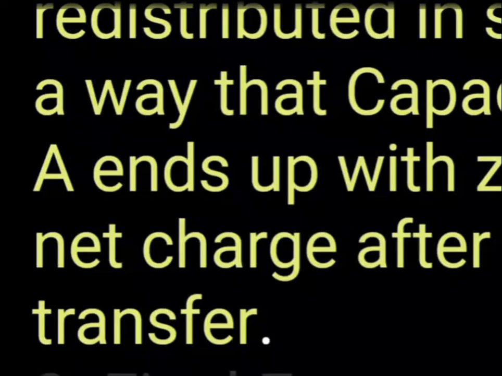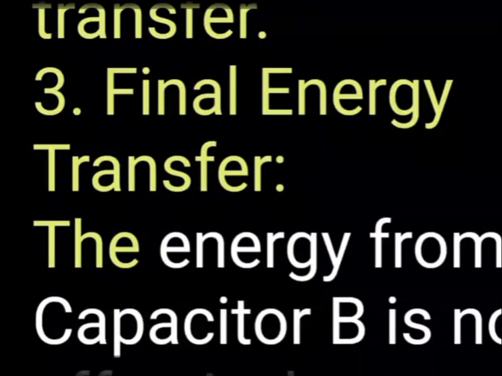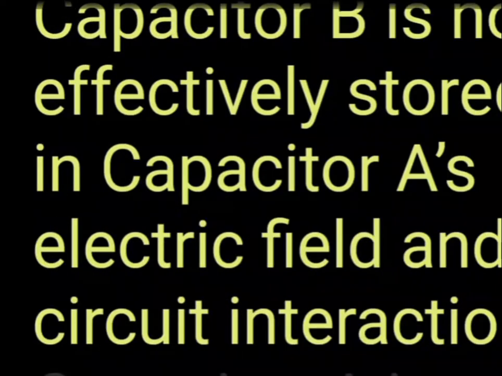3. Final energy transfer. The energy from capacitor B is now effectively stored in capacitor A's electric field and circuit interactions. Capacitor A is left at 0 volts, but it has effectively absorbed the full energy of capacitor B's discharge.